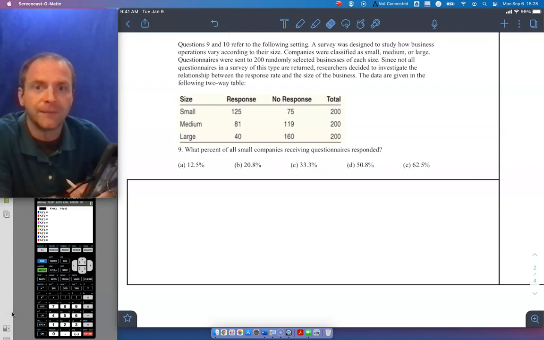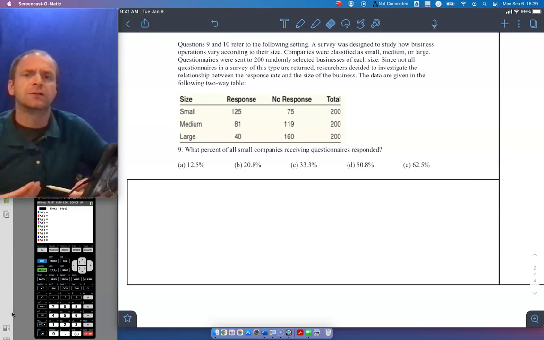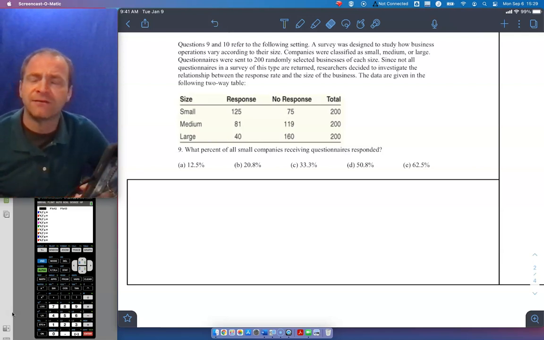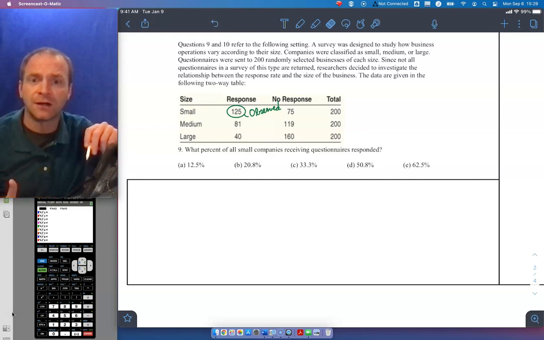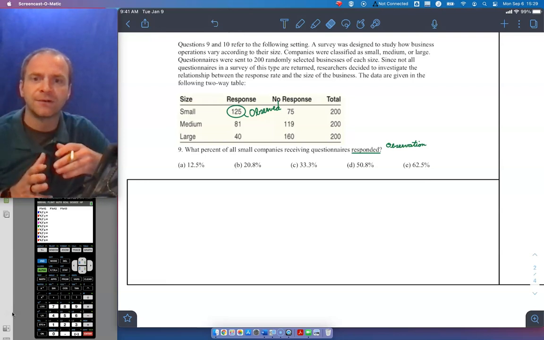All right. What's interesting that we need to keep in mind is they use the same sample size for small, medium, and large companies, and what they're trying to do is determine whether there is a relationship between the size of the company and the response rate to the survey. So what % of all small companies receiving the questionnaire actually responded? Let's keep that in mind. We're observing the small companies. So let me underline: what % of all small companies responded?